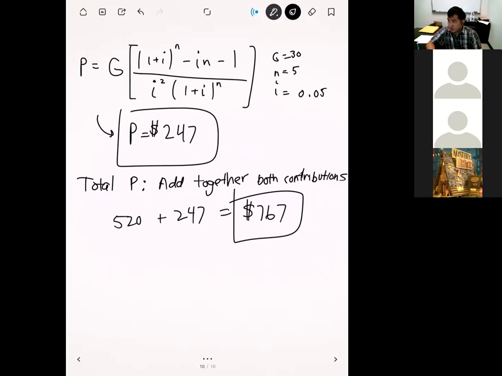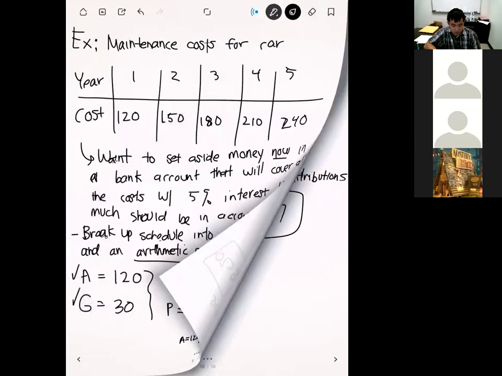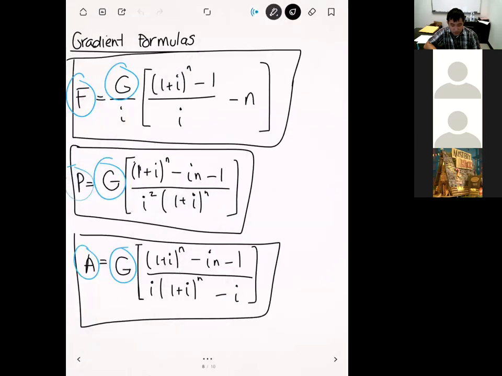I have a question. Sure. Looking at the third gradient formula, that A equals to G, why didn't we start with that one? Because that's where I thought you were going to go, but then you ended up converting those to P first and then using the P equals to G formula.